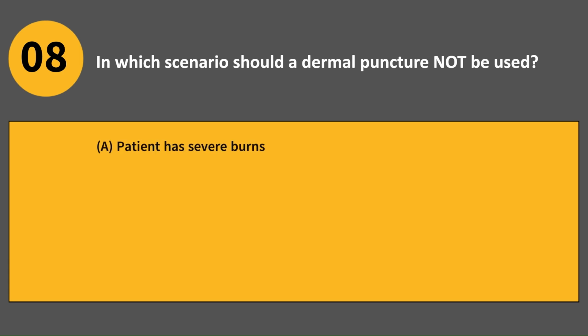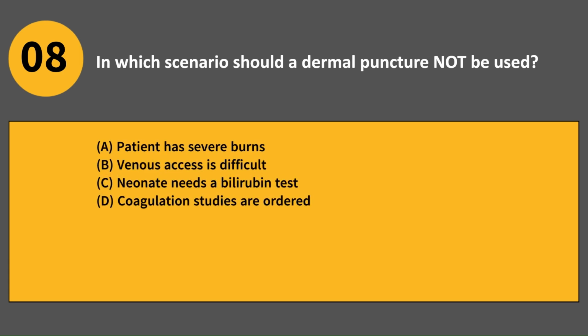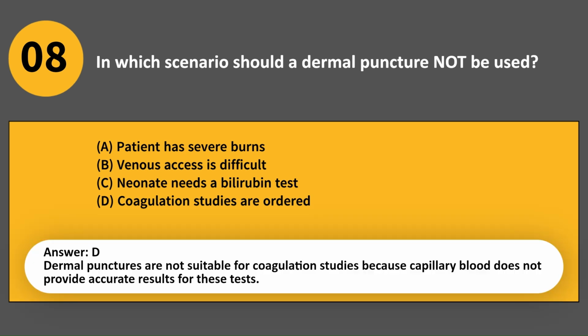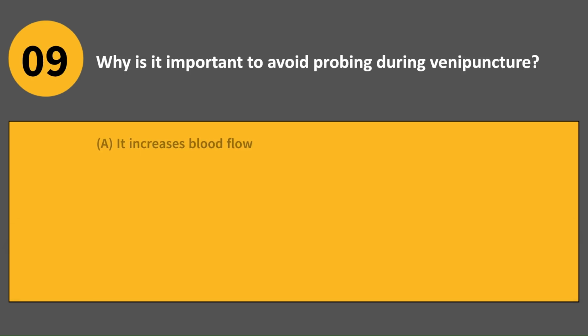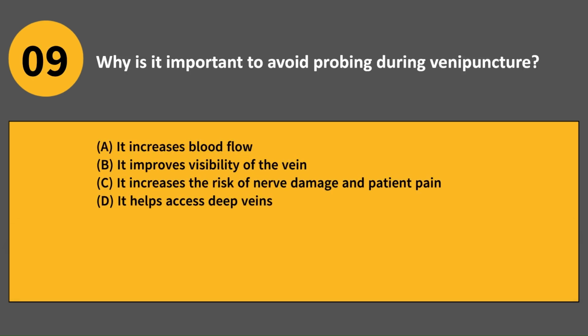In which scenario should a dermal puncture not be used? A. Patient has severe burns. B. Venous access is difficult. C. Neonate needs a bilirubin test. D. Coagulation studies are ordered. Answer: D. Dermal punctures are not suitable for coagulation studies because capillary blood does not provide accurate results for these tests. Why is it important to avoid probing during venipuncture?